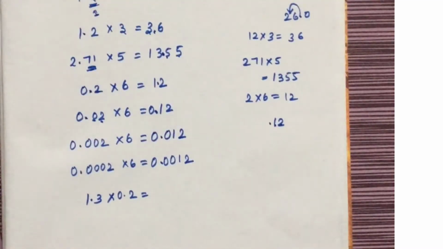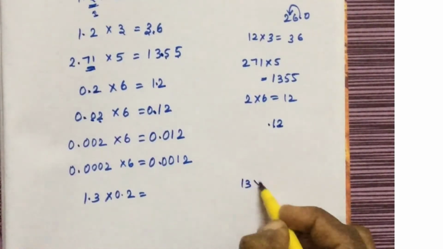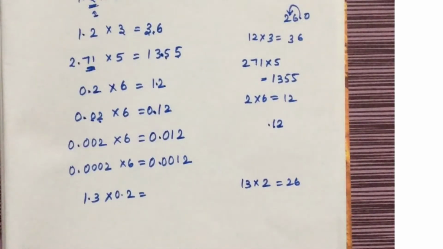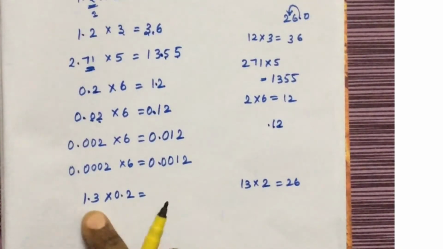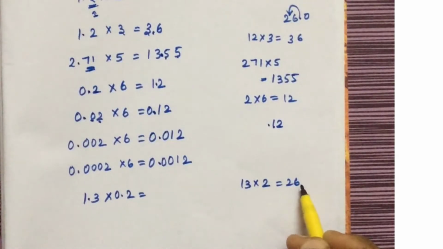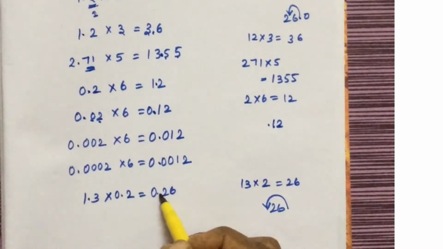Now we will see what will happen when both the numbers are decimal numbers. Now the same thing. Remove the decimal point and do as usual. What is 13 multiplied by 2? It is 26. Now you count here. Here there is one digit after the decimal point. Here there is one digit after the decimal point. So 1 plus 1 becomes 2. So in the answer you have to move 2 digits. So 26, from here you have to move the decimal point here, which is 0.26.